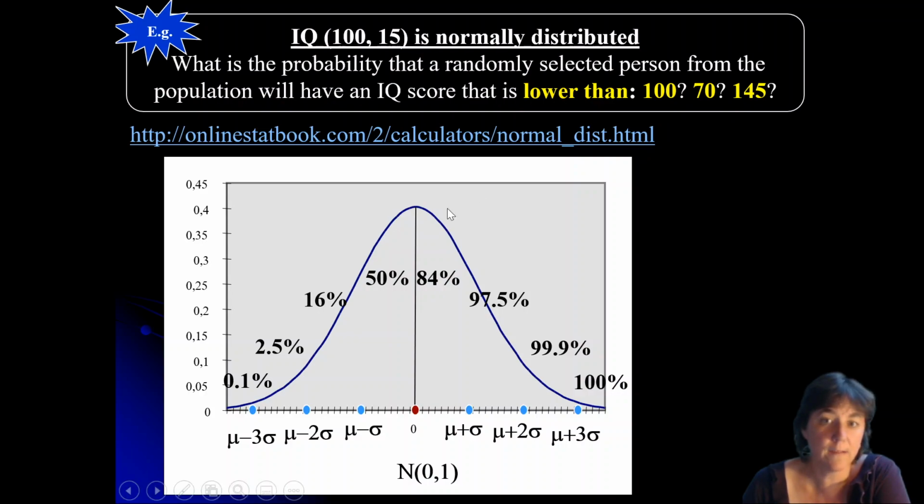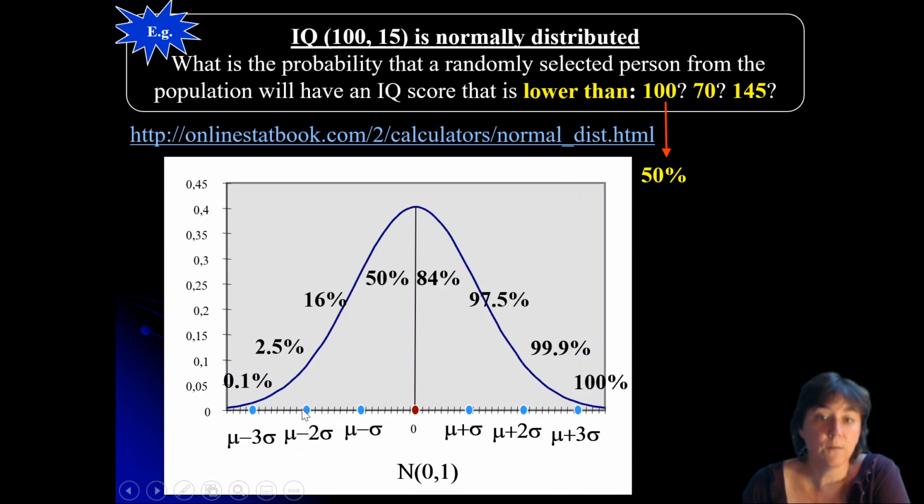It's a very easy task, because where is 100? 100 is the mean itself. It stands right here in the middle where we have the 0 as a z-score. So how many people are below this point? Exactly half of the distribution. Thus, the solution is 50%. How about 70? That 70 is 2 standard deviations below the average. 100 minus 15 and another 15 is exactly 70.